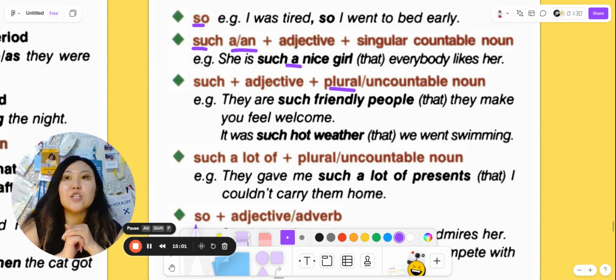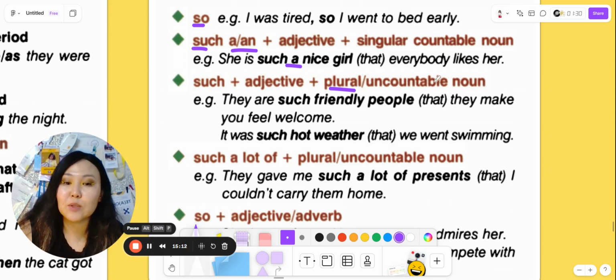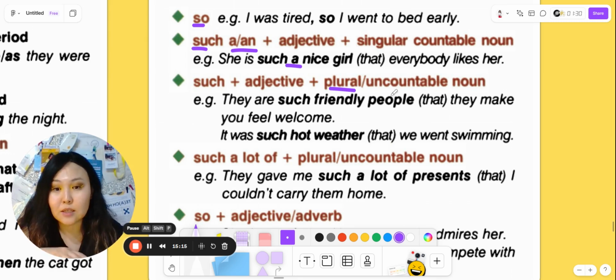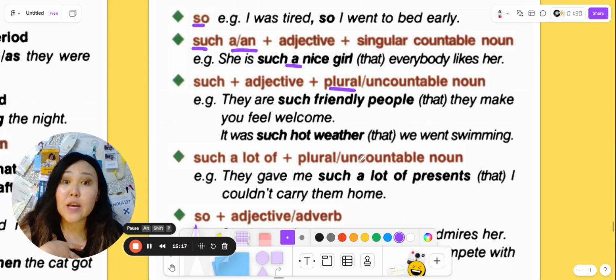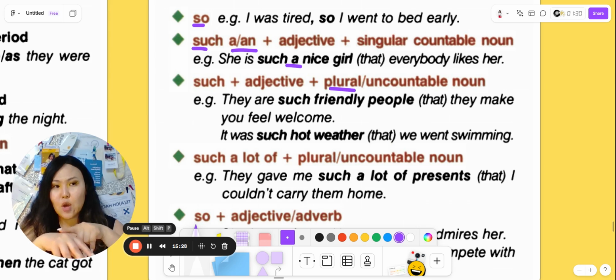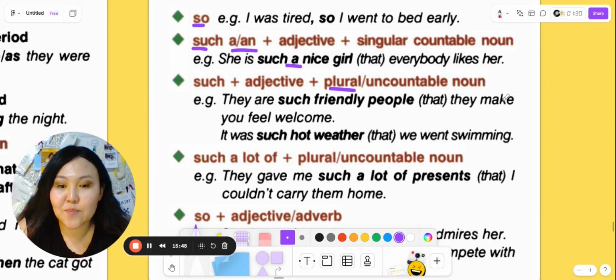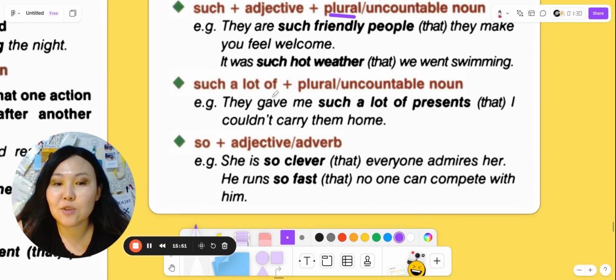So, you're such a good friend. She's such a good teacher. It's such a good book. But if we are talking about plural or uncountable nouns, you don't use any article at all. They are such good friends. It is such a good ointment, like ointment that you put on your skin if you have something.